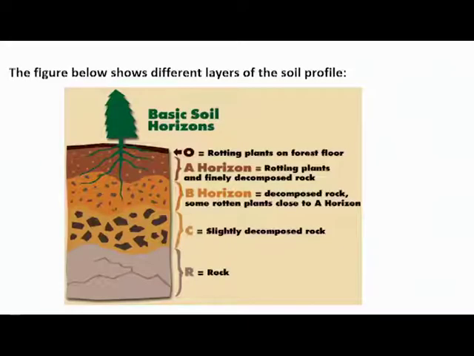Now, looking at this subject of the soil profile, I have inserted a picture just to illustrate and give you a clear picture of what we are talking about when we talk about the soil profile, or the different layers of the soil. As you can see here, the topsoil, the A horizon, is where most of the rotting plants are, along with finely decomposed rock, and most of the microorganisms and nutrients are found there.